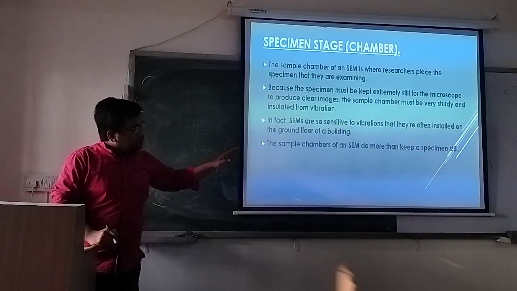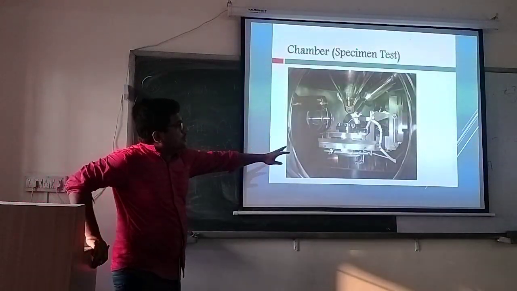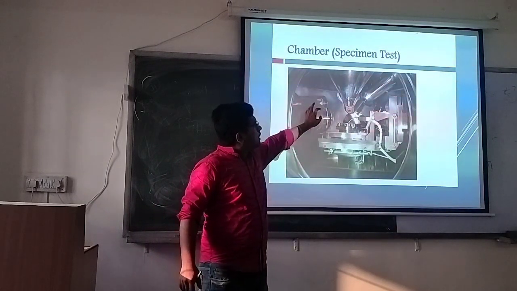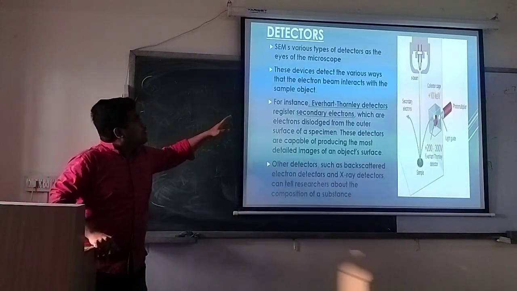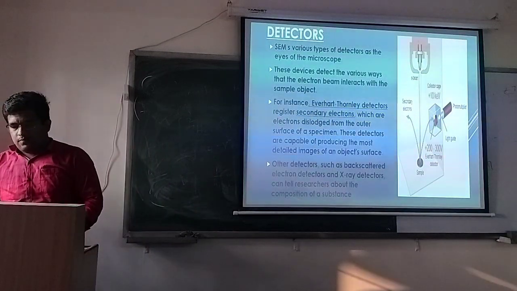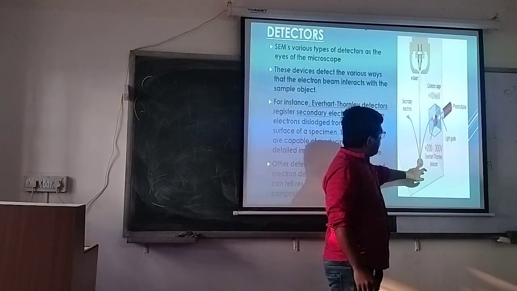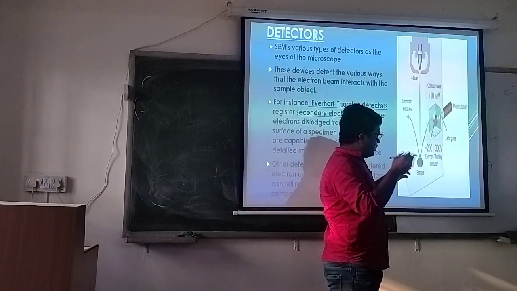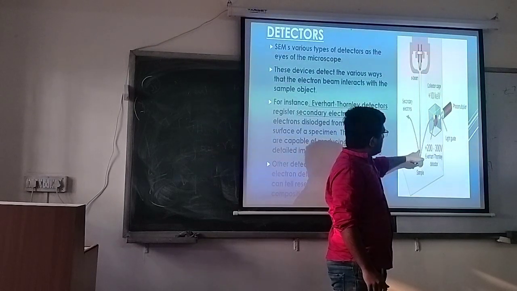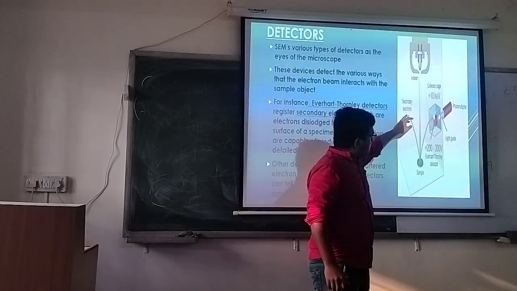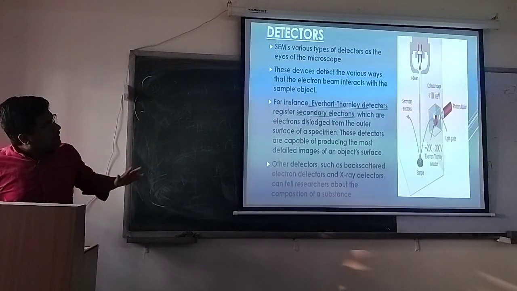The sample chamber of the SEM does more than keep a specimen still. Here is the specimen chamber, and we take the specimen here. And the beam is coming from here. These are the detectors we are talking about now. The detector detects the scattered beam when the electron beams go towards the sample and hit the surface. Some electrons are there on the surface, and when the electron beams fall on the specimen, the electrons scatter. The secondary electrons from scattering and the X-rays, we will study further later.